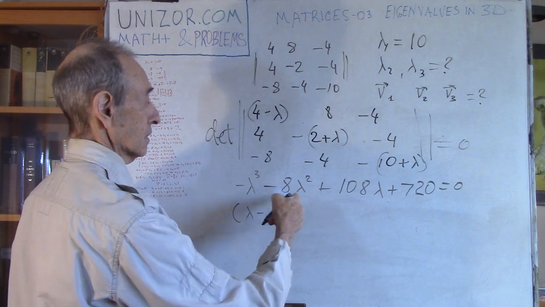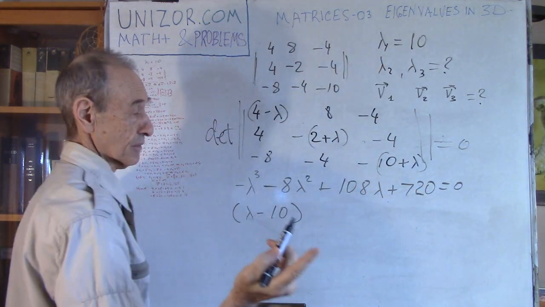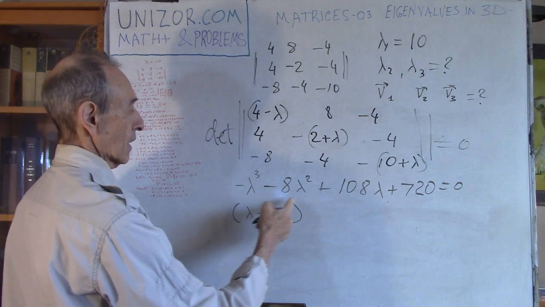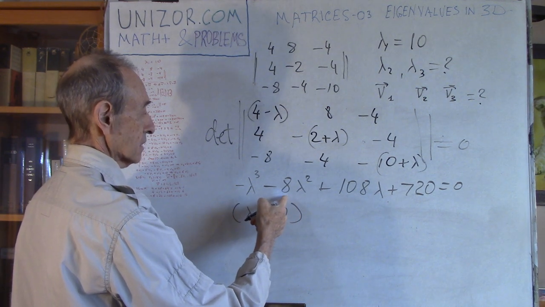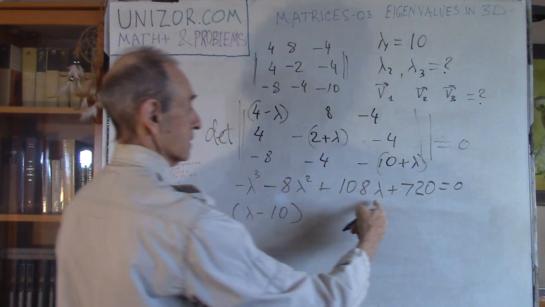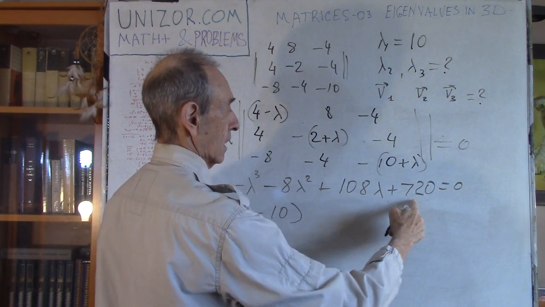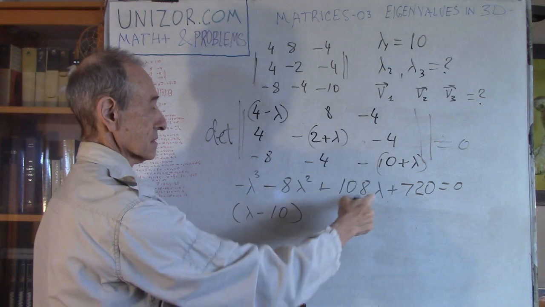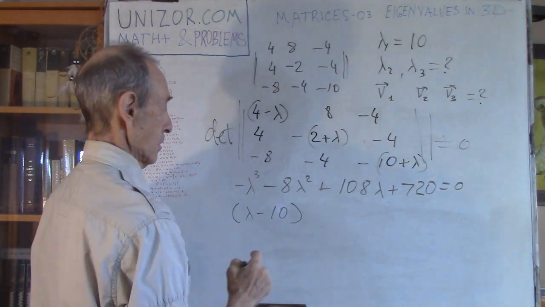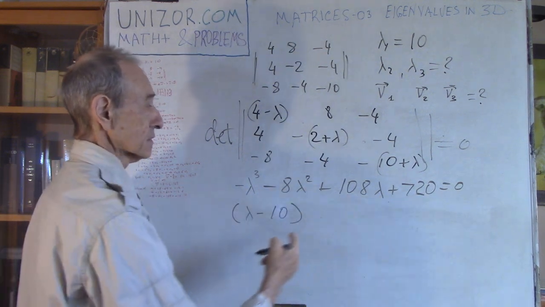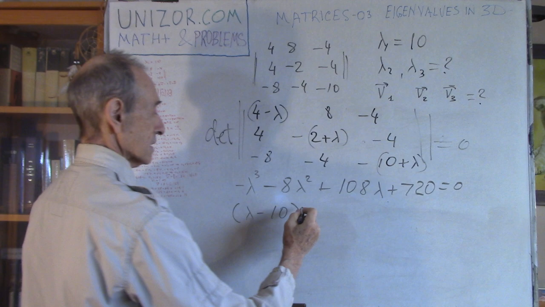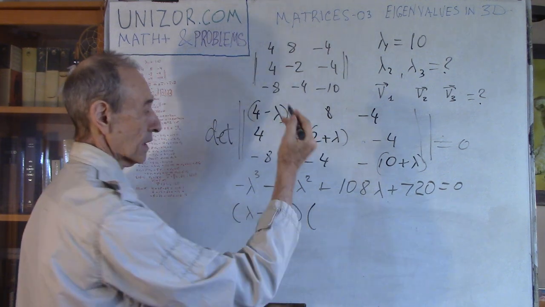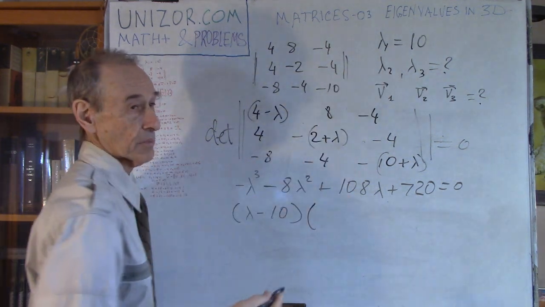By the way, if you put 10 into this equation, let's check if it's really a solution. Lambda cubed is 1000 with a minus sign, and lambda squared is 100, so it's 800, so it's minus 1800. And here, if lambda is 10, it's 1080 and 720, it's also 1800. So that's equal to 0, this is minus, this is plus. So yes, 10 is a solution to this equation. Which means the left part can be expressed as lambda minus 10 times something. And something is very easy to determine by dividing the polynomial by lambda minus 10.